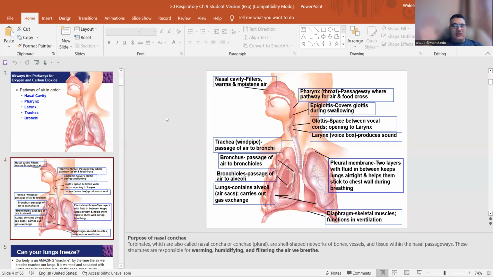Which of the following are the functions of the nose or the nasal cavity? So the perfect air is filtered, warm, moist. Each one of those is important, which is not the case if you breathe through your mouth.